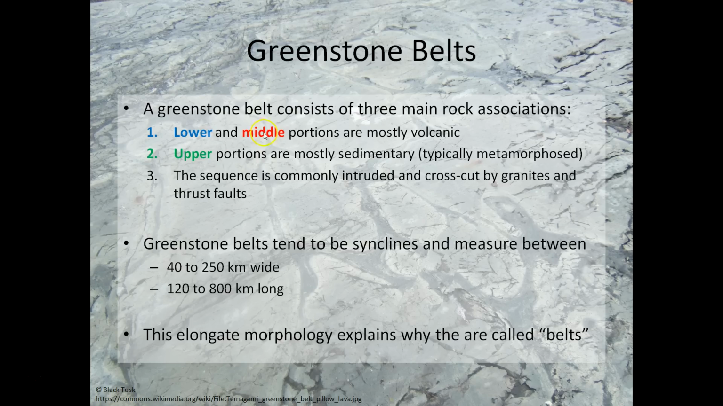And then this entire sequence of 3 distinct layers is commonly intruded and cross-cut by granites and big thrust faults. So greenstone belts tend to be synclines, so they tend to form these elongate troughs, and they measure between 40 and 250 kilometers wide, and 120 and 800 kilometers long. So they have a very elongate morphology, which explains why they're referred to as belts.